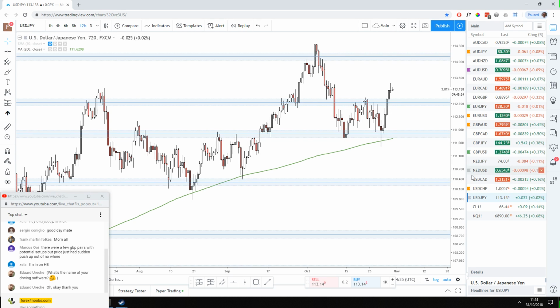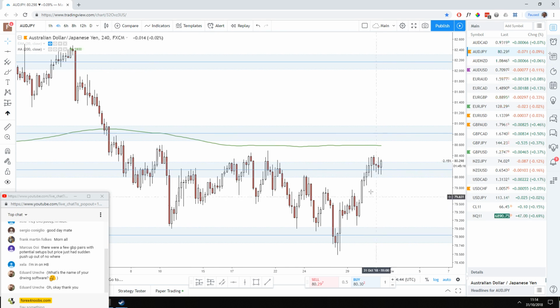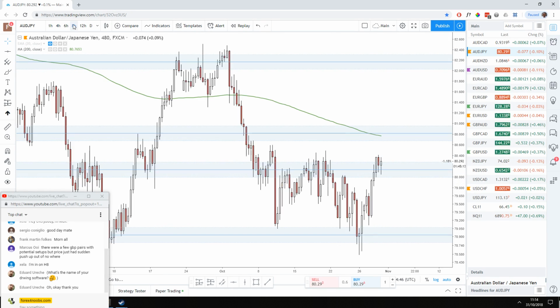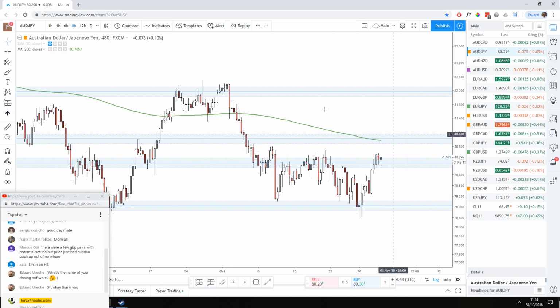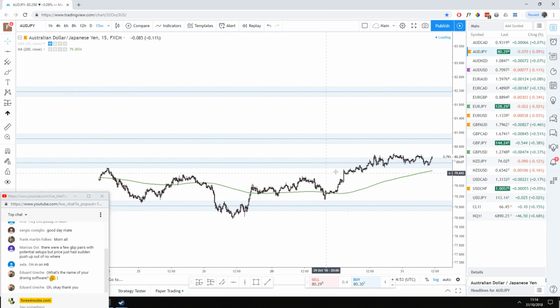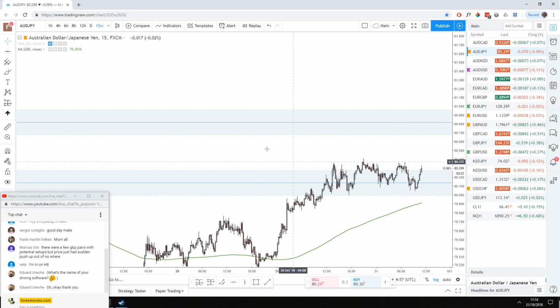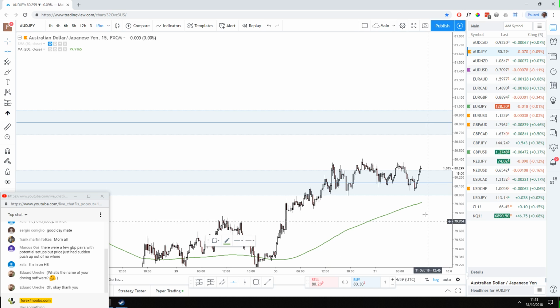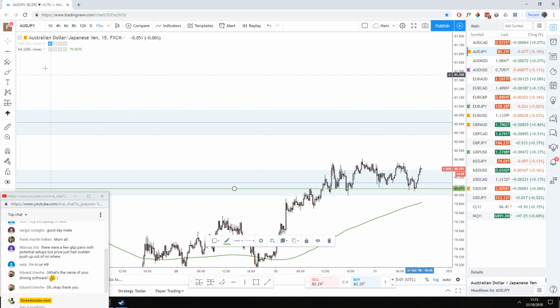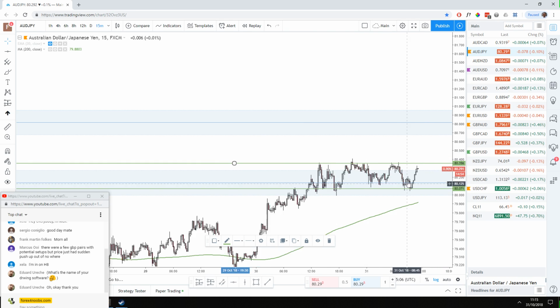USDJPY, nothing much going on. Lower time frames. We already spotted some, but let's see if we have anything else going on. Maybe AUDJPY on the 15. You got some stuff happening on the 15-minute AUDJPY, a bit of a range forming. Getting towards the top of that range.